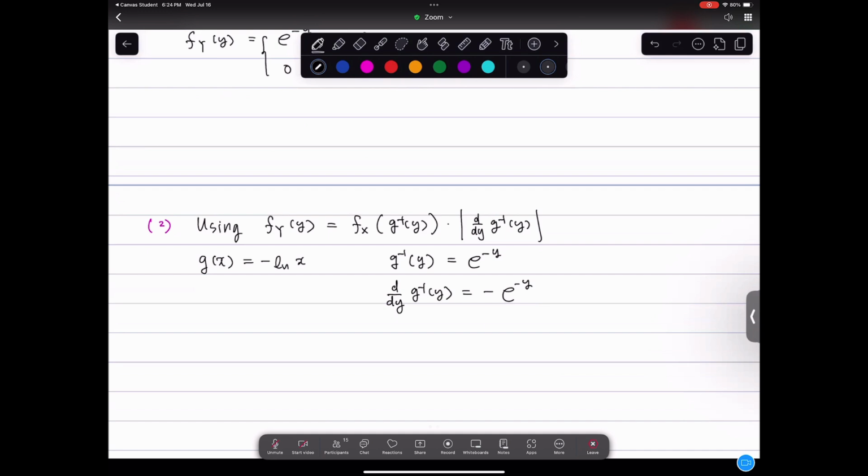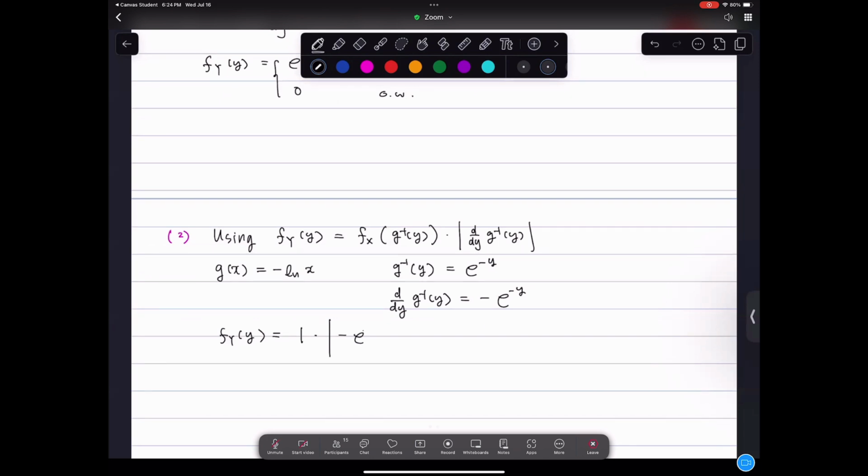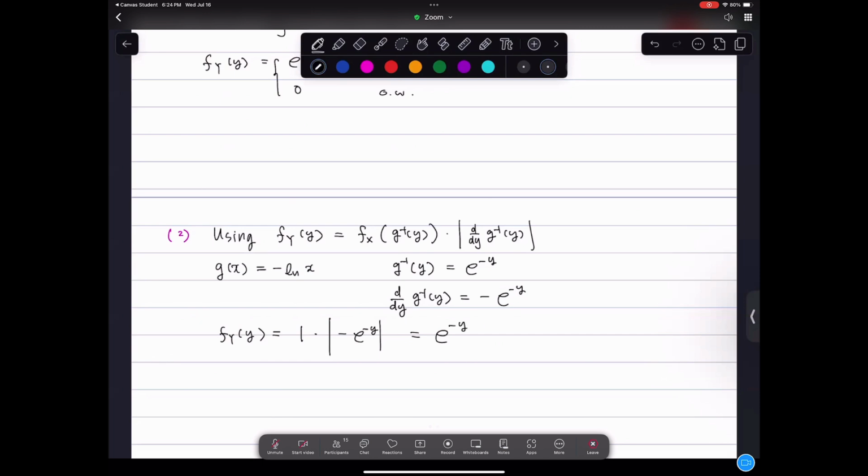So if I'm using that theorem, this is f of x. F of x is always 1. So that's 1, times the absolute value of the derivative of the g inverse, which is negative of this. So you will get the same e to the power of negative y. It will be done the same way. But I think this is a lot more confusing, so I think it's better to follow the process and go through it rather than just using the formula or theorem.